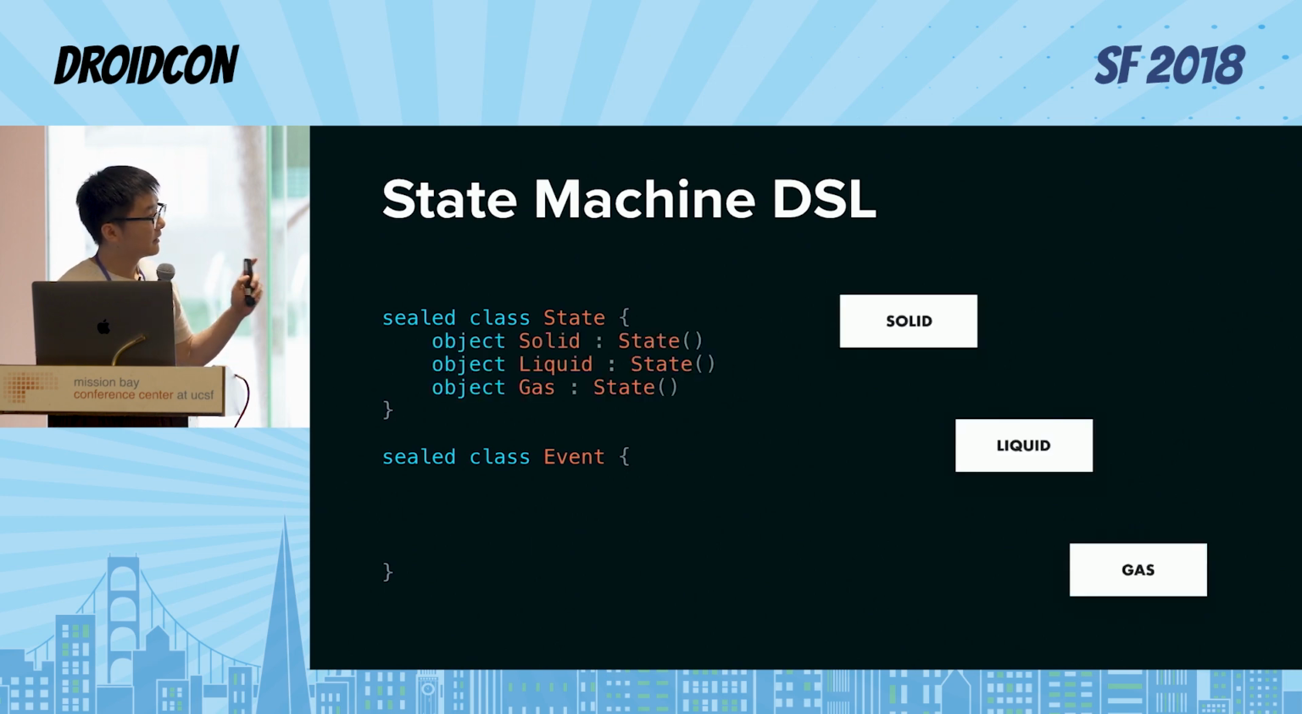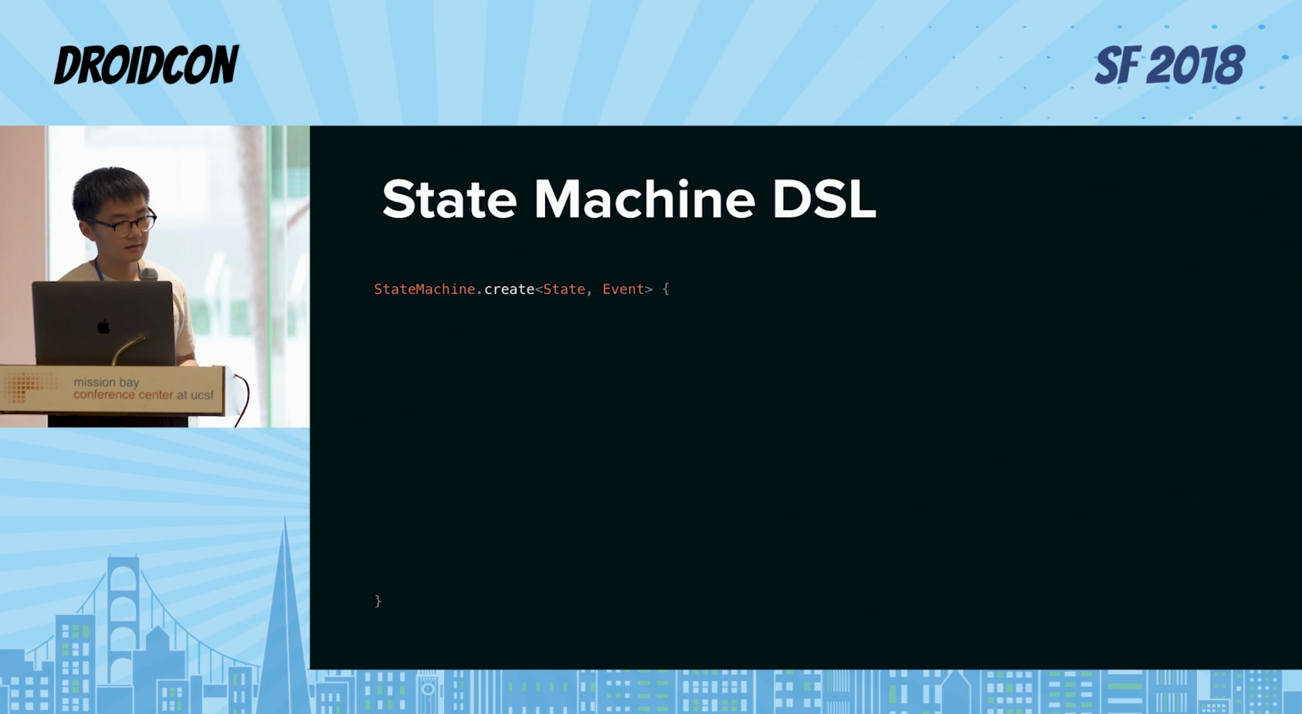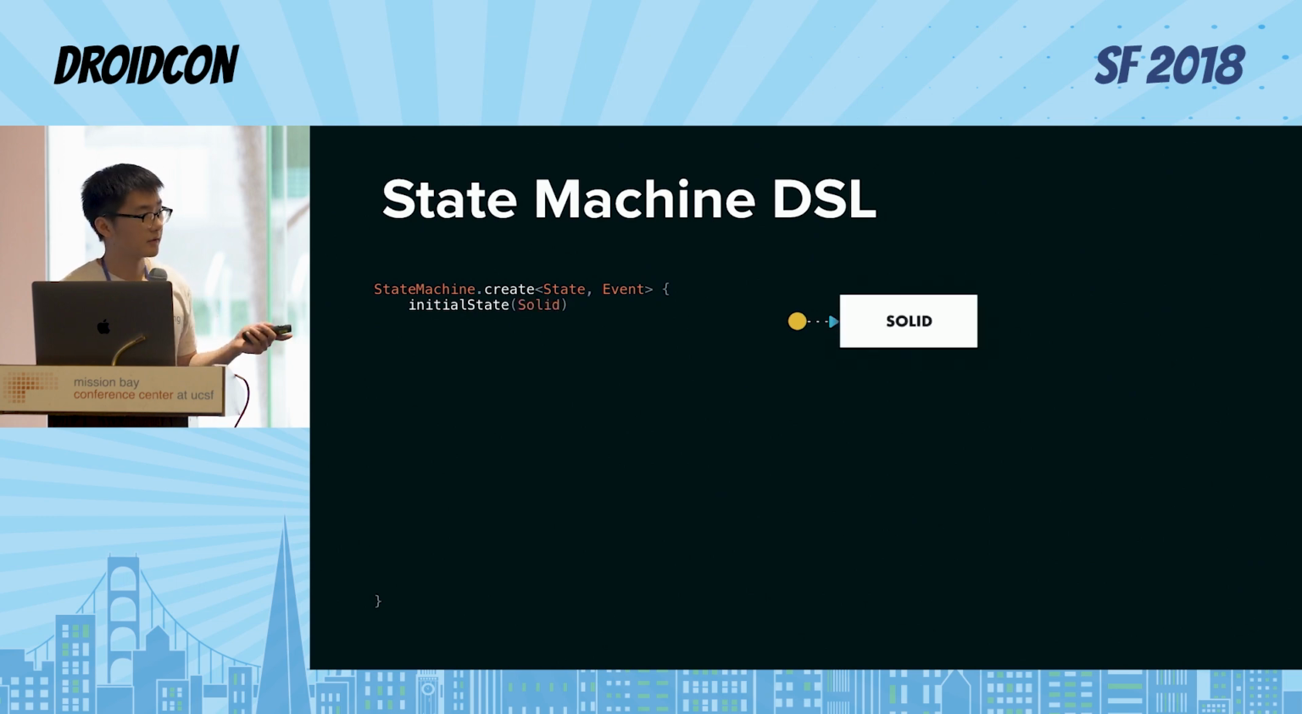First, we need to declare all the states. And then we need to declare all the events, which trigger the state transitions. Next, we can use the state machine DSL to declare the state machine. A state machine has an initial state, which is solid.